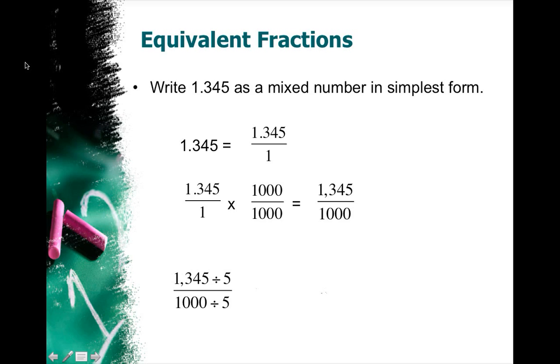When I divide both of those by 5, I end up with a reduced fraction of 269 over 200. Now this is much easier to see the fractional part of the mixed number. 200 will go into 269 one time, and I have a remainder of 69. That's 69 200ths. So our mixed number is 1 and 69 200ths.